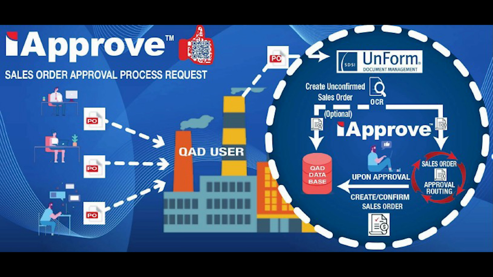So for our listeners who might be hearing about this for the first time, what would you say is the key takeaway here? It's really about the power of automation, right? By integrating iApprove and UnForm, you can transform the way you handle customer POs within QAD. It's a chance to streamline your workflow, boost efficiency, and free up your team to focus on higher value activities.